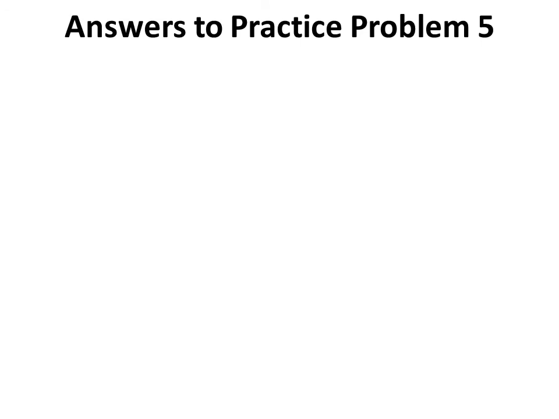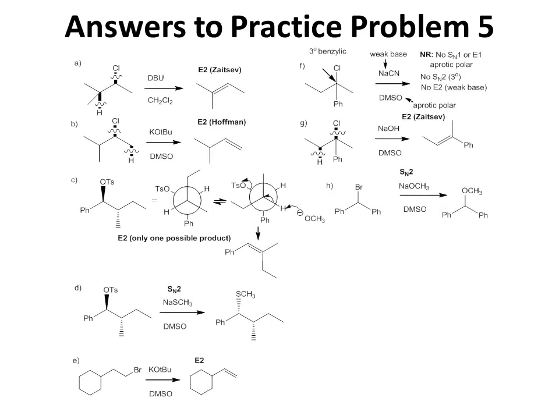Answers to practice problem 5. In part A, DBU acts as an E2-only base. Therefore, the secondary alkyl chloride will be eliminated to form an alkene. We want to form the Zaitsev product, that is, where the carbon-carbon double bond is most substituted. So as you can see, we remove the beta hydrogen that's at the position of greatest substitution and the alpha C-Cl bond, thus giving us the double bond with most substitution.